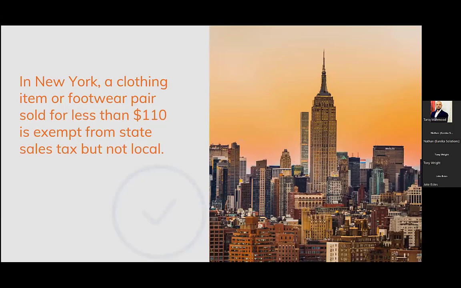Then there's the massive complexity with product taxability of the items being sold in a state. I have a few examples to share. The first is in New York. Any clothing item or footwear sold for less than $110 is exempt from state sales tax, but not local sales tax.